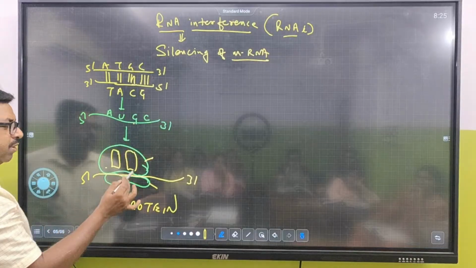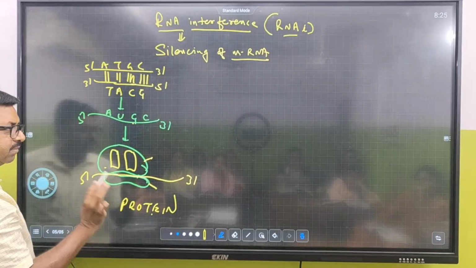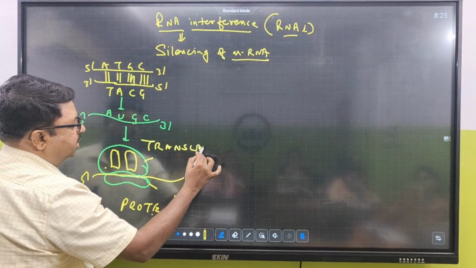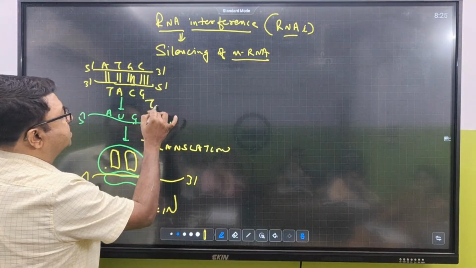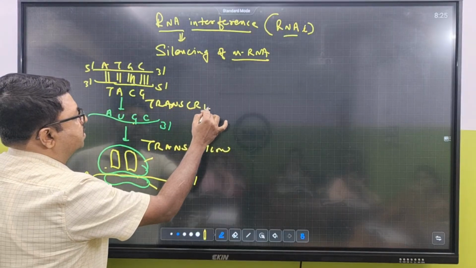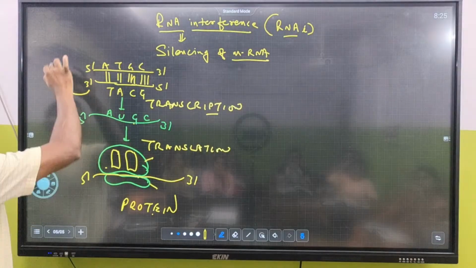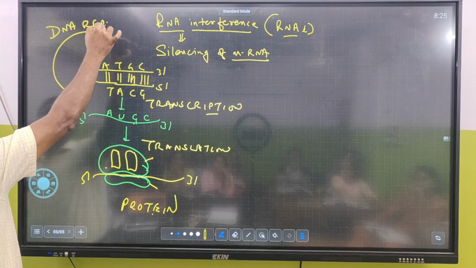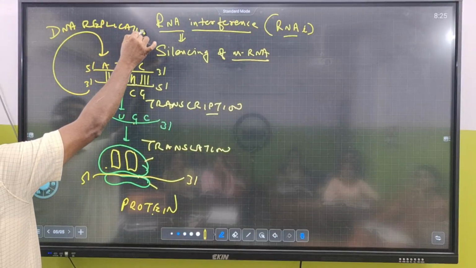So this mRNA is going to reach the ribosome and make the protein. What is this process called? This process is called translation, and this is called transcription. This is the basic idea about the central dogma that we know, and DNA also replicates itself by the process of DNA replication. These three together are called the central dogma.